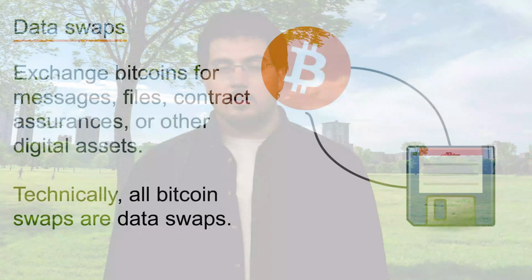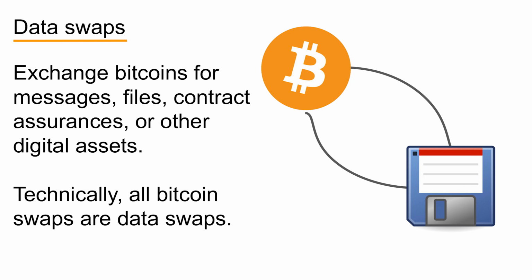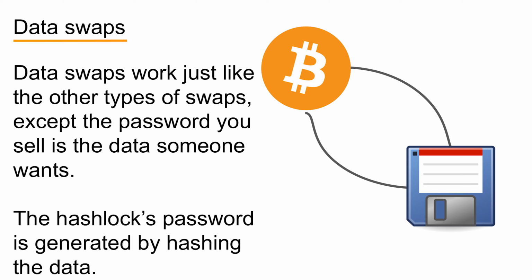Data swaps. Data swaps are exciting because, using them, you can exchange Bitcoins on the base layer or on the Lightning Network for messages, files, contract assurances, and other digital assets. As I mentioned before, technically all Bitcoin swaps are data swaps because you're ultimately just creating a valuable password and then selling that password for Bitcoins. What makes data swaps different is the thing that makes the password valuable.